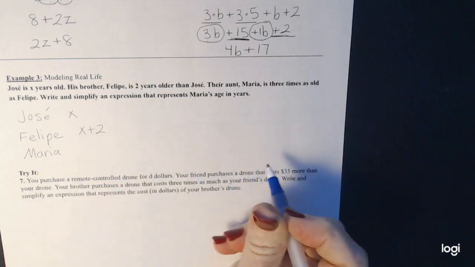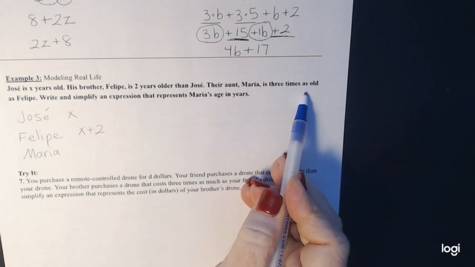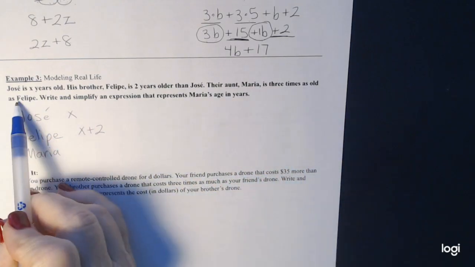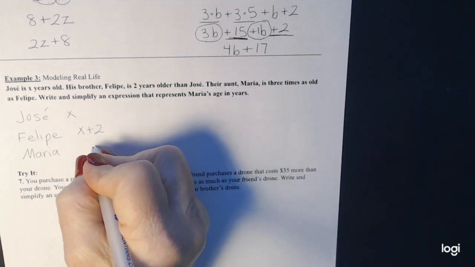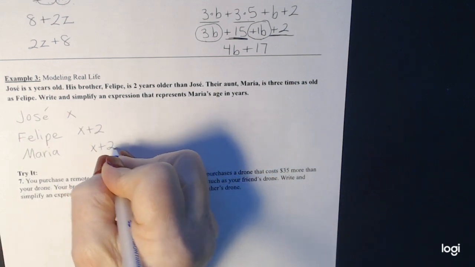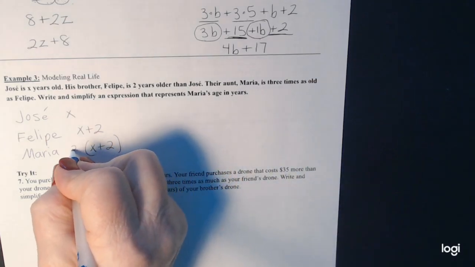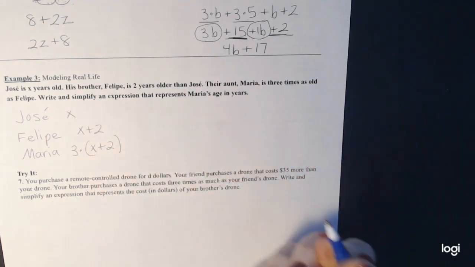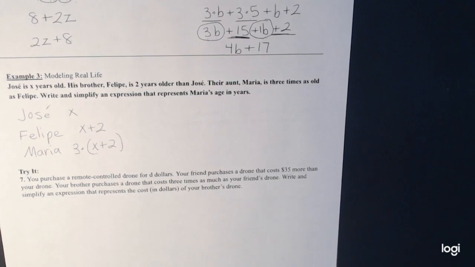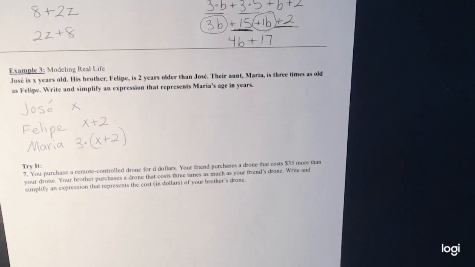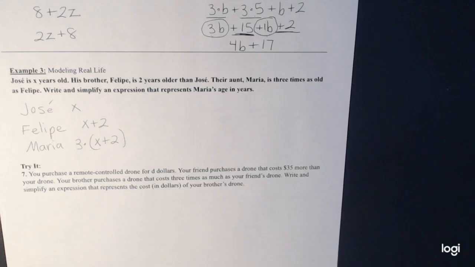Here we go. Let's see. Maria is 3 times as old as Felipe. Well, if Felipe is this, we have to take that times 3. We could put a times symbol here if we want to, or we don't have to. All right, so write and simplify. So now we have to actually solve it.